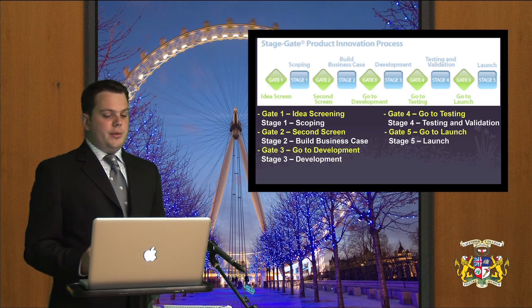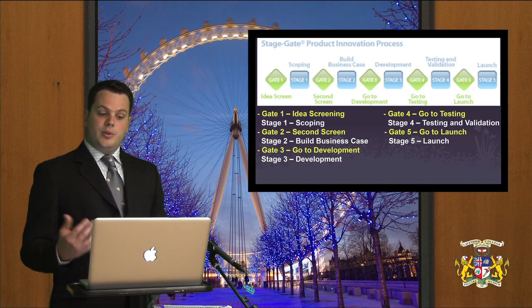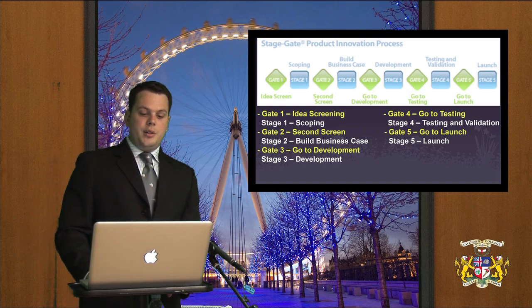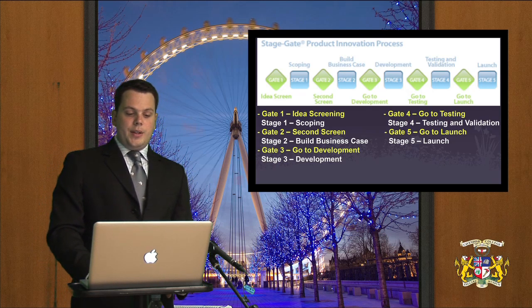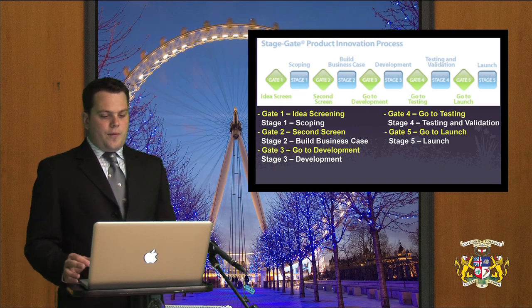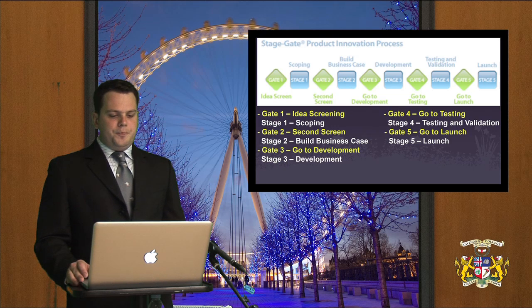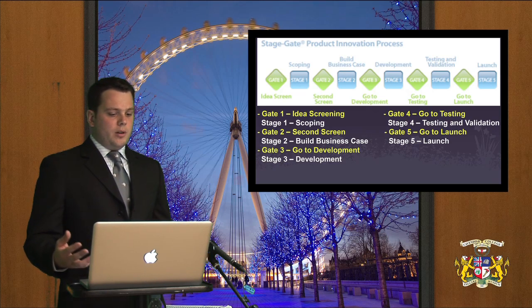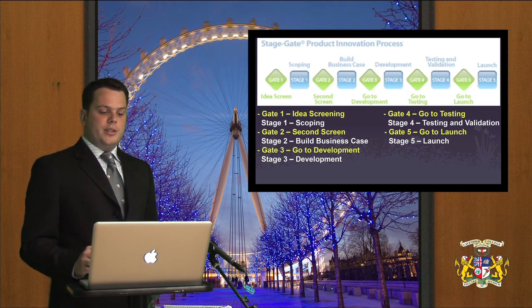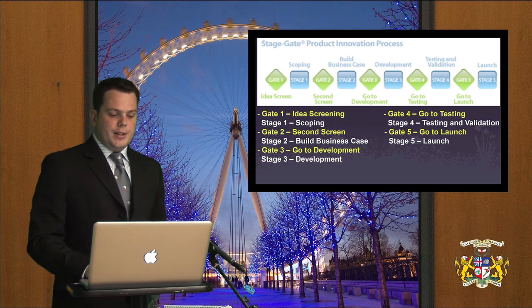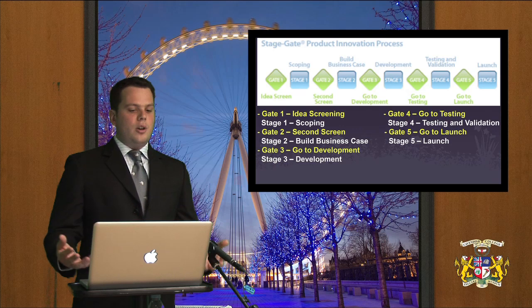You've got the first gate, which is the idea screening, and the first stage, which is scoping. The second gate is the second screen. The second stage is building the business case. The third gate is when you actually go to development. And the fourth gate is going to the testing, to test the product that you're actually wanting to develop. The fourth stage is the testing and validation. The fifth gate is when you go to launch, and the fifth stage is the launch of the project.